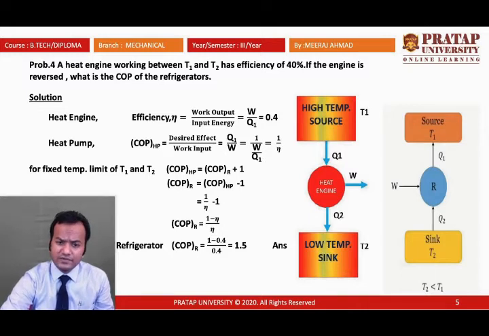In this problem, you basically change the COP of the refrigerator in terms of efficiency first, then put the value of efficiency, and you get the COP of the refrigerator. You can see that first we write the efficiency formula, then we write the COP formula of the heat pump. We change the COP of the heat pump in terms of efficiency. Then from the relation between the COP of the heat pump and the refrigerator, we find the COP of the refrigerator in terms of efficiency. Then put the value of the efficiency in the COP of the refrigerator to find the COP of the refrigerator.